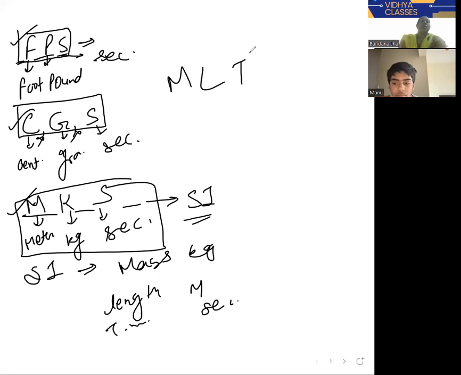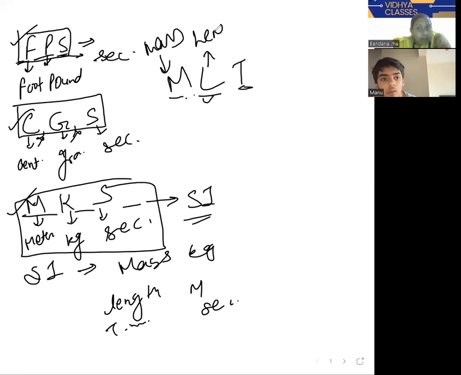MLT. M stands for mass, L stands for length, and T stands for time. Is this clear? Yes. M stands for mass, not meter. L stands for length and T stands for time.